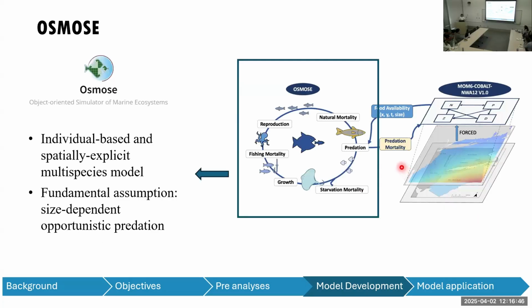Now let's shift our gear to the main submodel of this project, the OSMOSE model. The OSMOSE model is an individual-based and spatially explicit multi-species model. It's capable of simulating the whole life history of individual species, such as predation, reproduction process, etc. The key assumption of the OSMOSE model is size-dependent opportunistic predation. What does that mean? Now it's time to start the fun part. Let's go through some basic equations of OSMOSE.